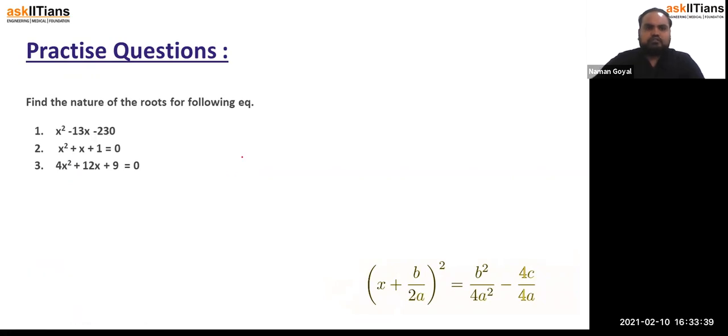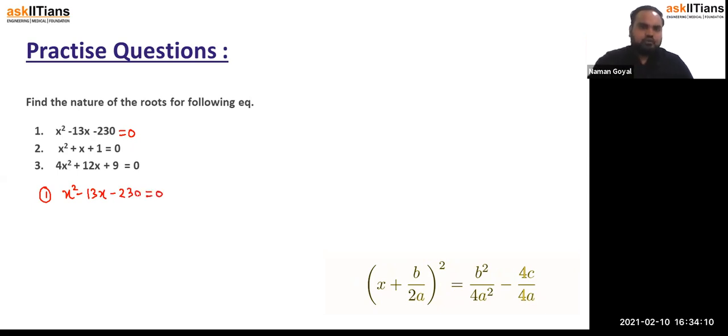So first we are going to start with this equation. There is 0 also here, no? If equals to 0 is not given, then this is not a quadratic equation. This is a quadratic polynomial. So if we are talking about nature of roots, it must be an equation, right? So first we are going to talk about x square minus 13x minus 230 is equal to 0.